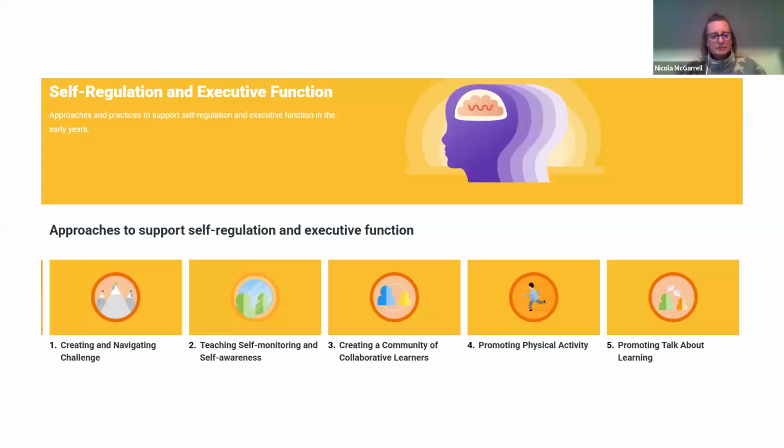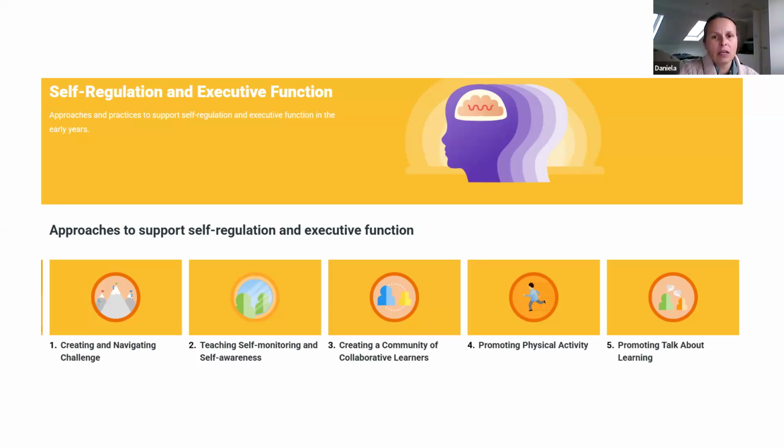Okay, right. So we've got creating and navigating challenge, which we looked at a few weeks ago, teaching self-monitoring and self-awareness. And this session, we're looking particularly at creating a community of collaborative learners and promoting talk about learning, because I see that they are very connected. There's lots of crossover between them. So I felt that it was appropriate to look at those together.